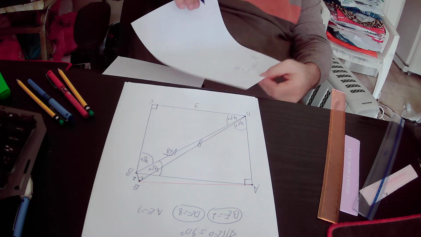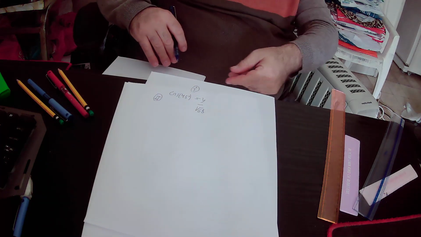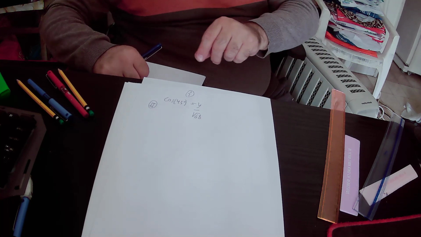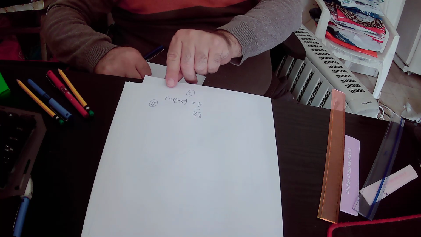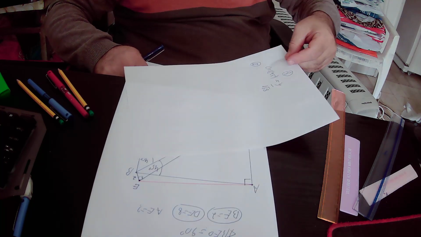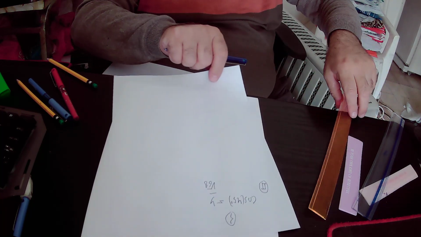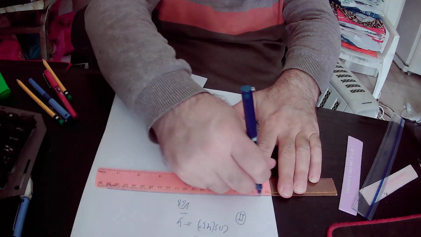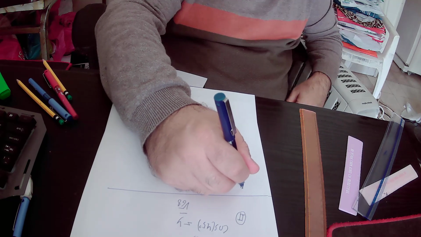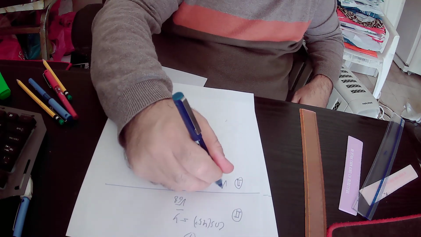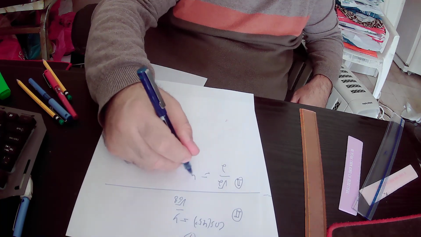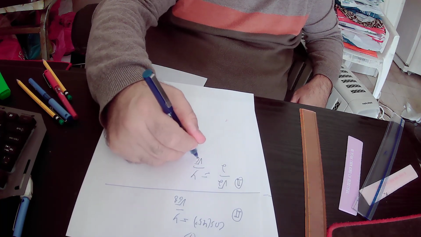I will repeat again. In the right triangle BCD, cosine 45 degrees equals Y over square root of 68. We know that cosine 45 degrees equals square root of 2 over 2, so I will write it down. Cosine 45 degrees equals square root of 2 over 2, and it equals Y over square root of 68.